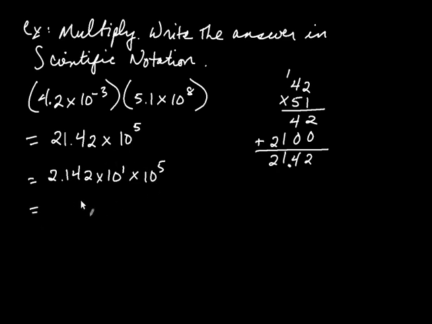So what's the advantage of doing that? Well, now this right here is a number between 1 and 10, 2.142, and then times 10 to the, multiplying these together by adding the exponents, 10 to the 6th. And that would be my answer. Okay, let's try another one, but involving division.